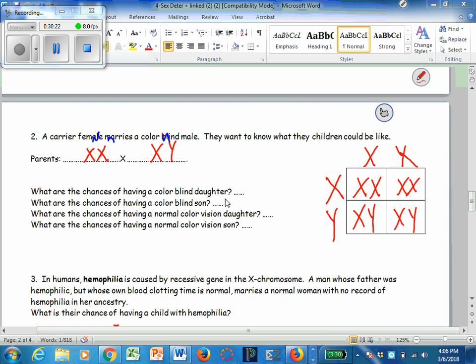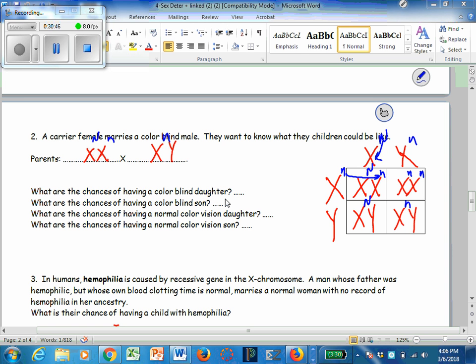Now it's a matter of where do the Ns go. All right, the female is X big N X little n. The male is X little n Y. So in this box, it's going to be a big N and little n. All right, that goes there. That goes there. The second box, X little n, X little n. The third box, X big N Y and X little n Y.